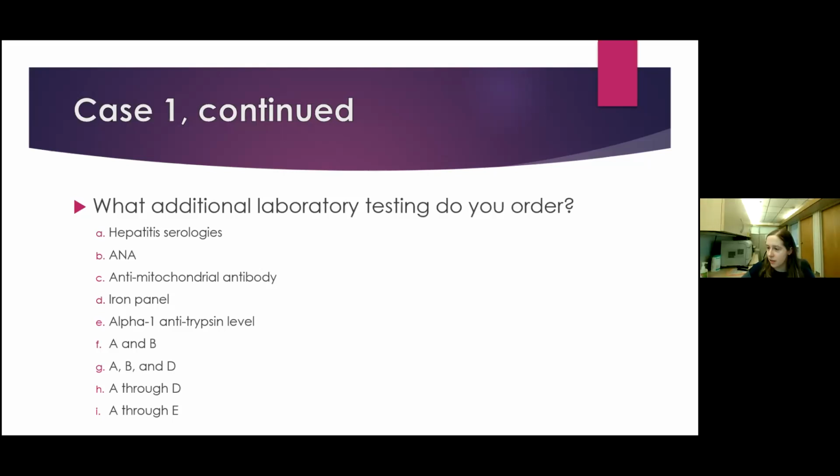Okay, so we're pretty split across the board. It looks like about 20% saying hepatitis serologies, 2% saying hep serologies and an ANA, 27% saying they want the hepatitis serologies, ANA, and an iron panel, 24% saying hep serologies, ANA, antimitochondrial antibody and iron panel, and then 27% saying I want to do everything. And I think the best answer here would be H, which is A through D. And we'll talk a little bit about why that is in a minute.